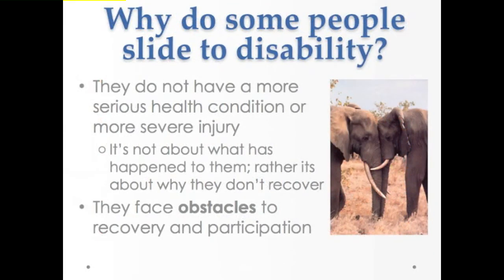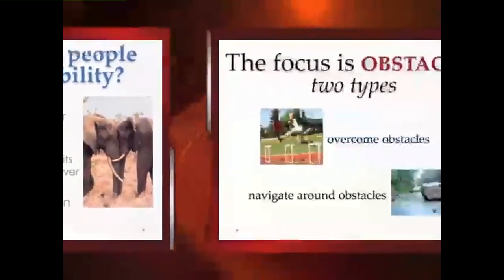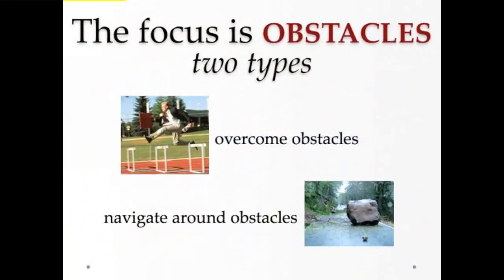Remember that when we're talking about why some people slide to this long-term disability, they do not have a more serious health condition or more severe injury. It's not about what has happened to them, rather it's about why they don't recover. And we need to think here about them facing obstacles to recovery and participation. Our focus is going to be on two types of obstacles. Those that are like hurdles in a way that we can overcome, and those that are like things that are blocking the road that we need to navigate our way around.